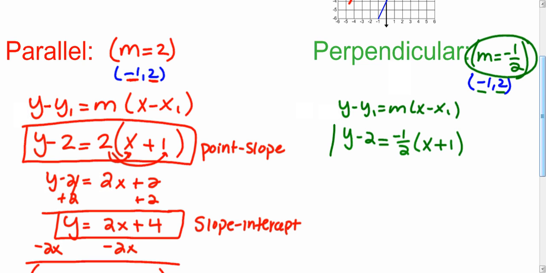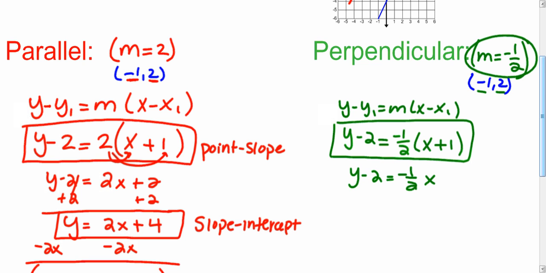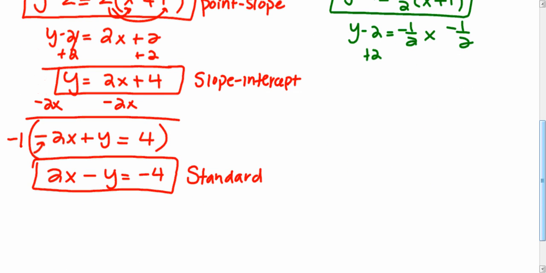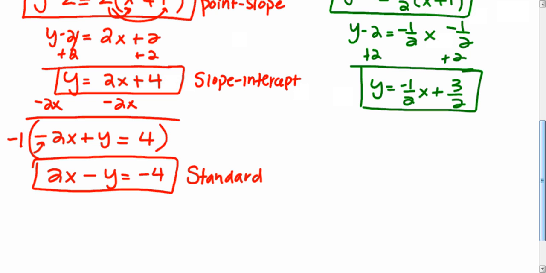Again, this is in point slope form. Okay, I'm going to distribute that -1/2 through to have -1/2 x and then -1/2. Add the 2 over. -1/2 plus 2 is 1 1/2, which is 3/2. So here it is in slope-intercept form.